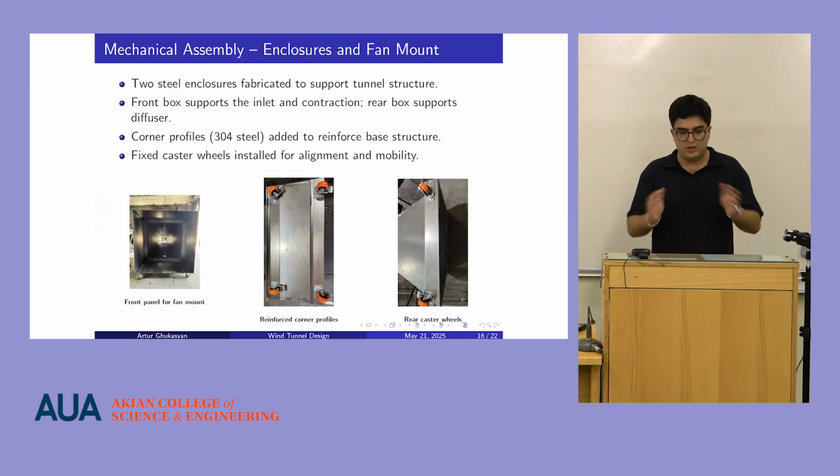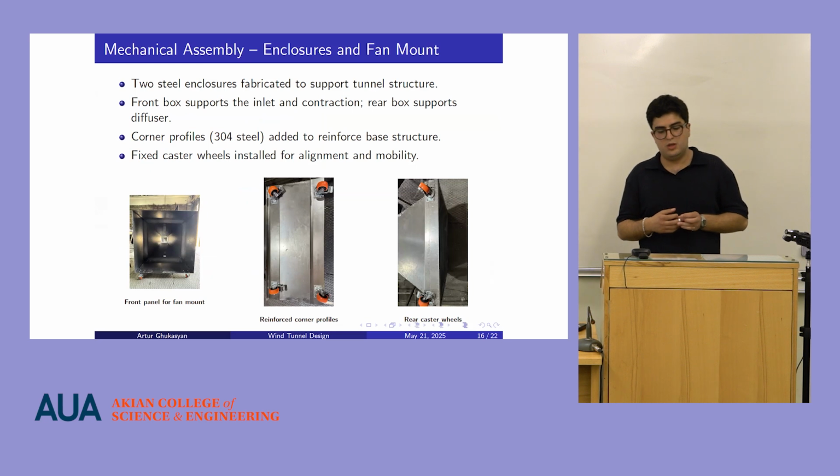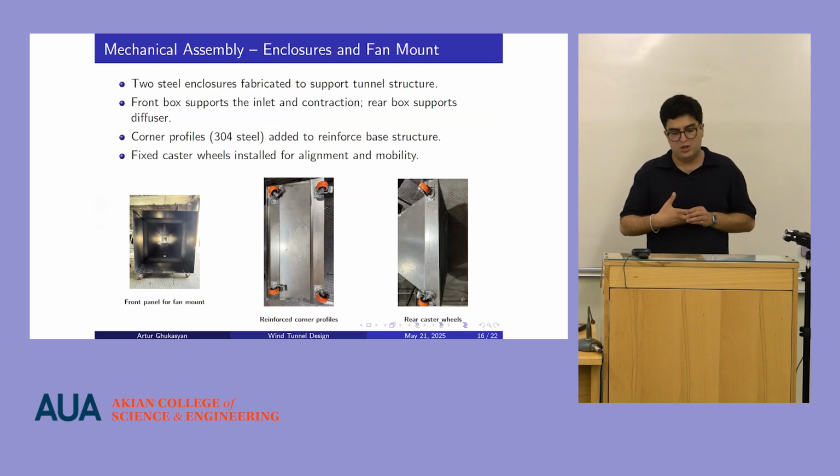And here are the enclosures and the fan mount. Two steel enclosures were fabricated to support the structure. The inlet box contains the fan, and the rear box contains the collector mesh. Corner profiles of 304 grade steel were added under the bigger box to reinforce the base structure. Fixed caster wheels were installed for alignment and for mobility.